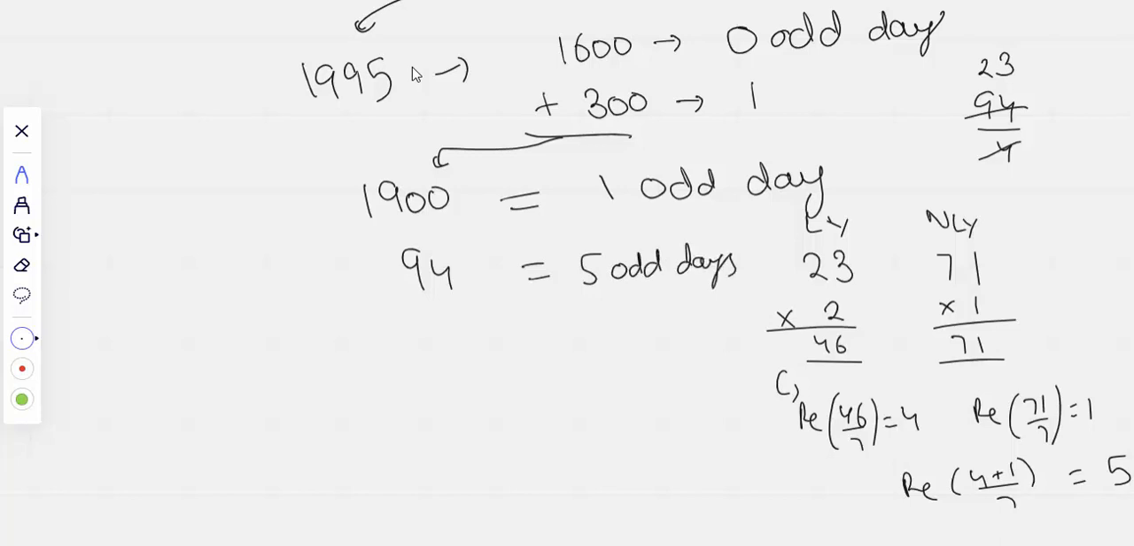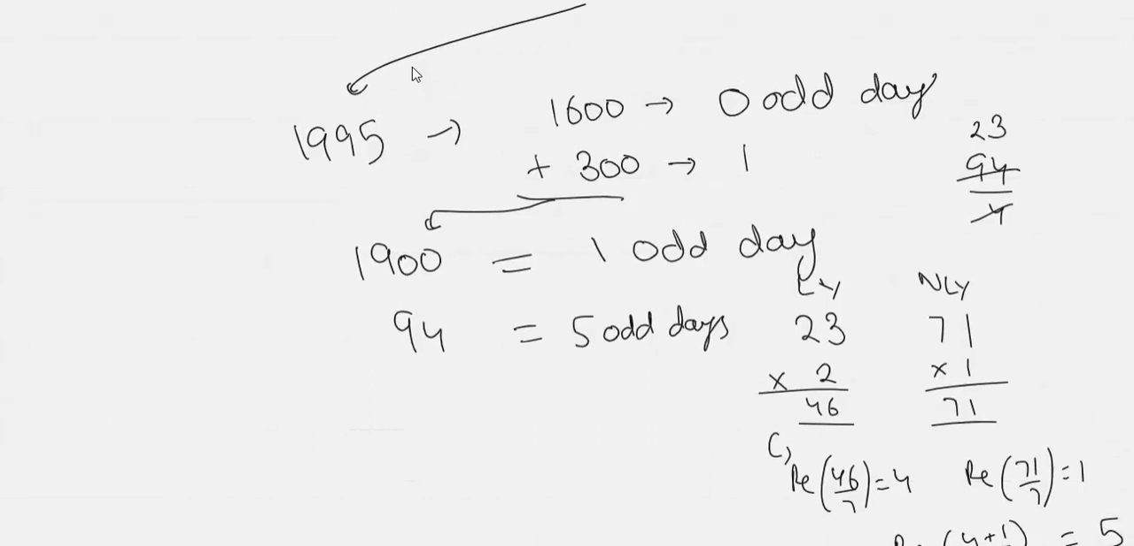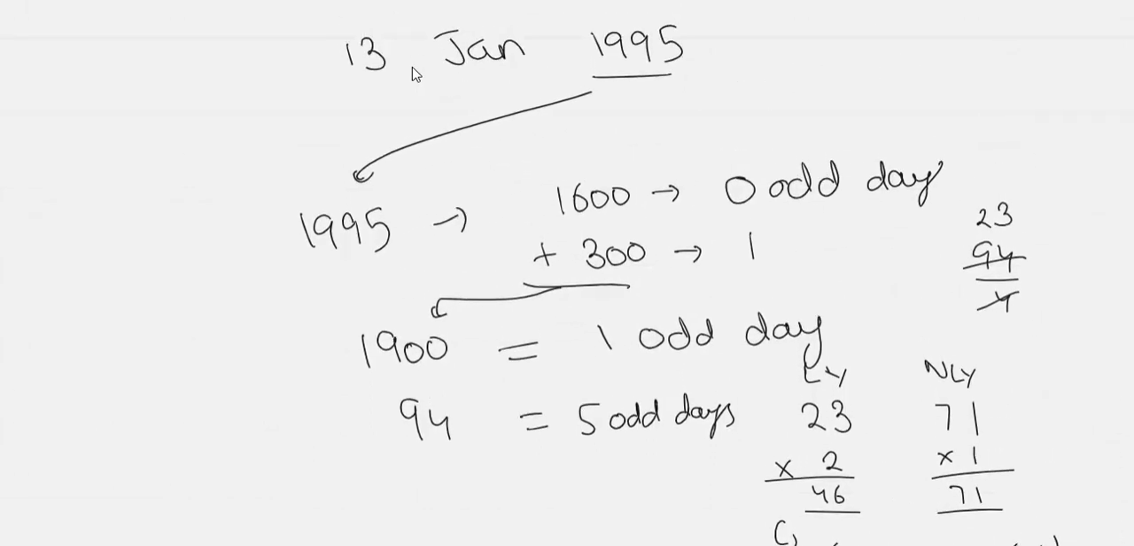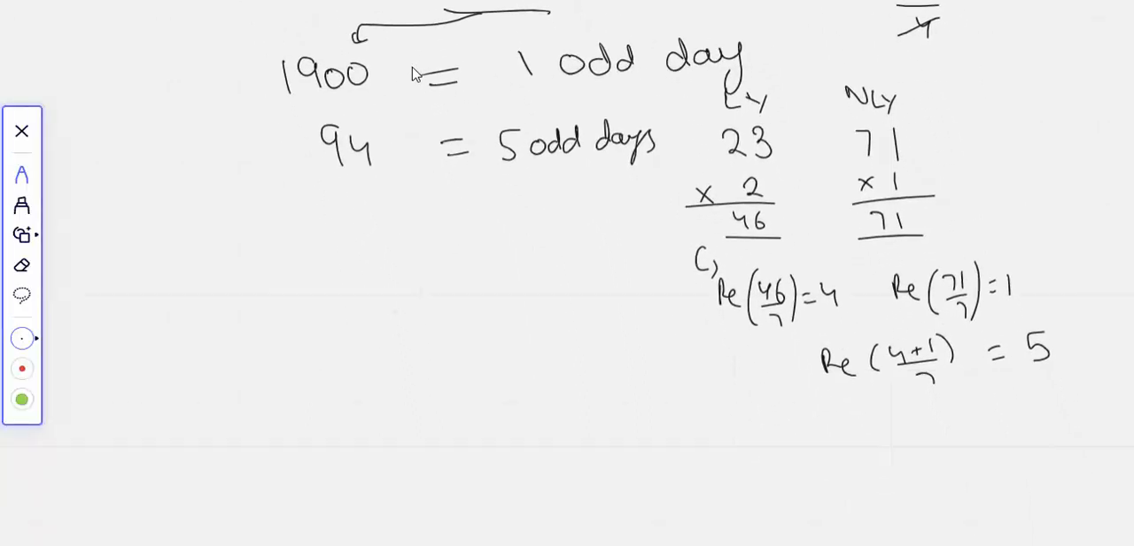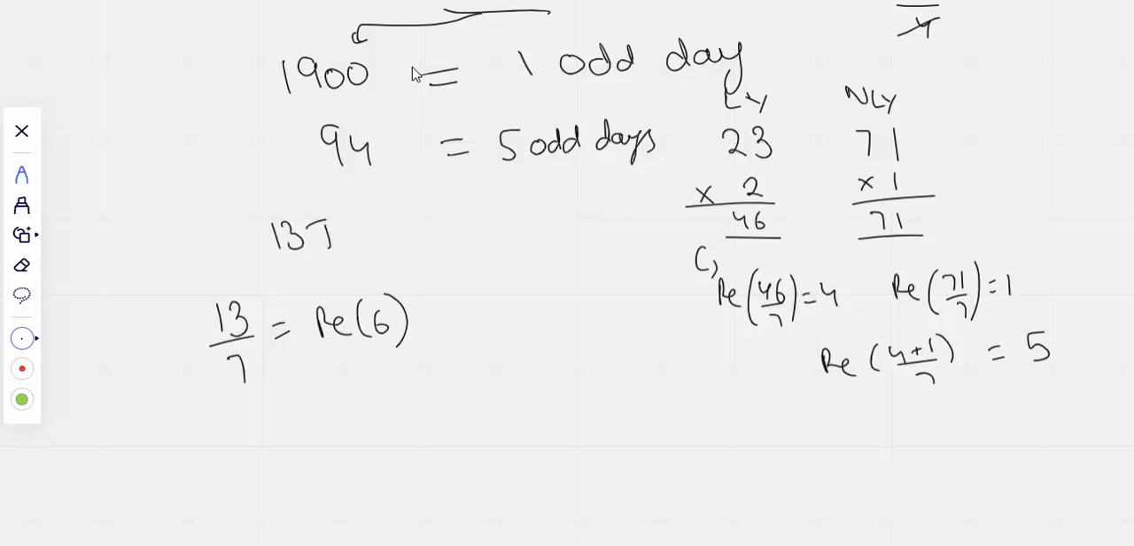Okay, now these many years are covered. Now we are at the end of 1994, and we are entering 95. So we are at the first day of the year 95, and only 13 days you have to cover to reach 13th Jan. How many days do we have to cover? 13 days of January. So we divide 13 by 7 to get the remainder. We are getting a remainder of 6. So till 13 Jan, the number of odd days will be 6.